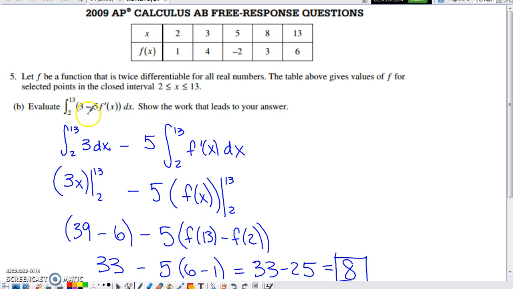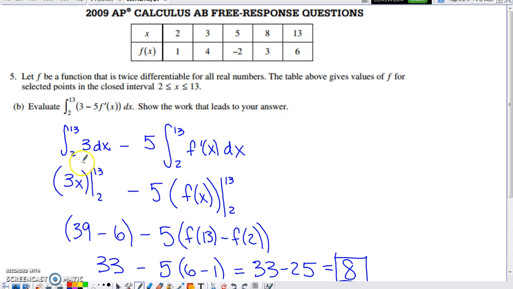And so when I first looked at this, I thought, well, I'm going to break this into two separate integrals, right? A definite integral is a linear operator, so I'm going to do the definite integral of 3 with respect to x from 2 to 13, and then I'm going to subtract off the integral of f prime of x from 2 to 13, but I'm going to have to multiply that by 5, right? So I separated it into two separate integrals. I factored the 5 out in front of that second integral.